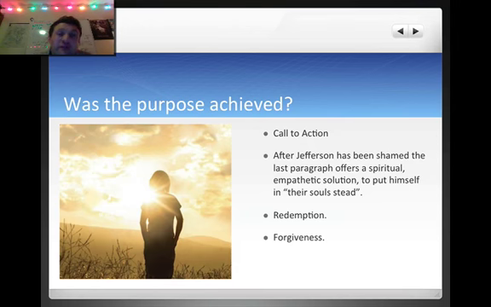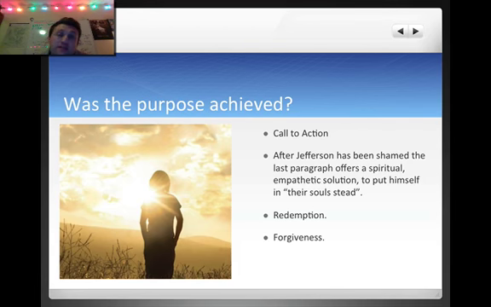What we have to do at the end is ask ourselves, was the purpose of Banneker achieved? And what we have here at the end is probably one of the most effective rhetorical devices that is used at the end of any speech or any type of text that's trying to convince an audience of something, and that's the call to action.